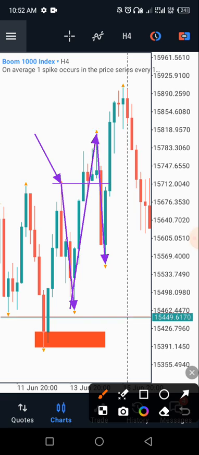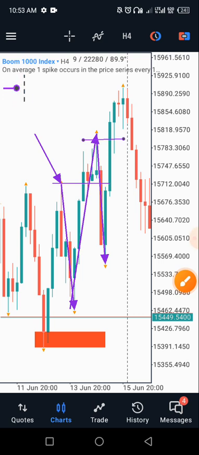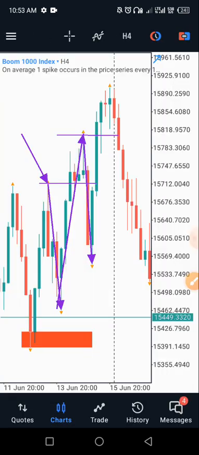Okay, so let us just draw that level there. When price takes out this particular high here, then we can say that we are in an uptrend. So the market structure or the direction of this market now is an uptrend, because the market has finally broken out to the upside.